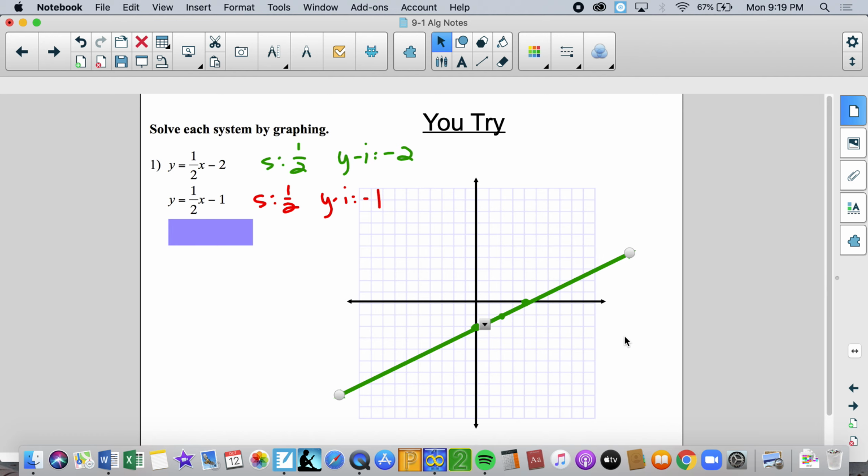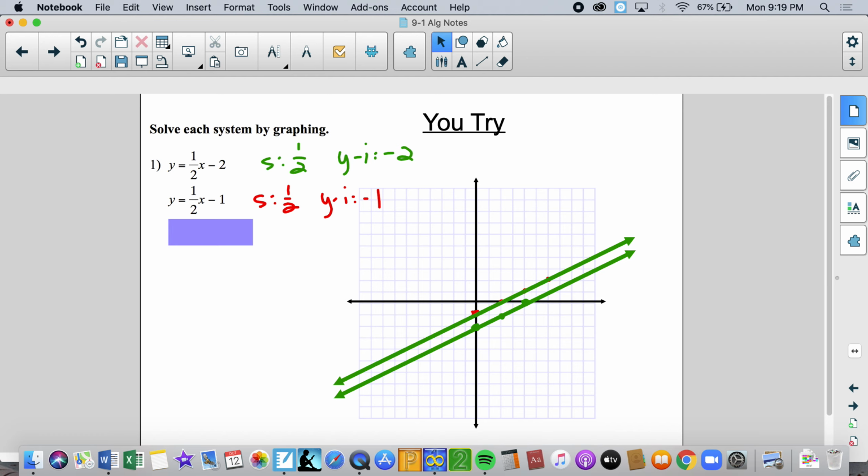So negative, come on. Oh gosh, not infinite. You have -1, and then you have a slope of 1/2. Up 1, right 2, up 1, right 2, up 1, right 2.